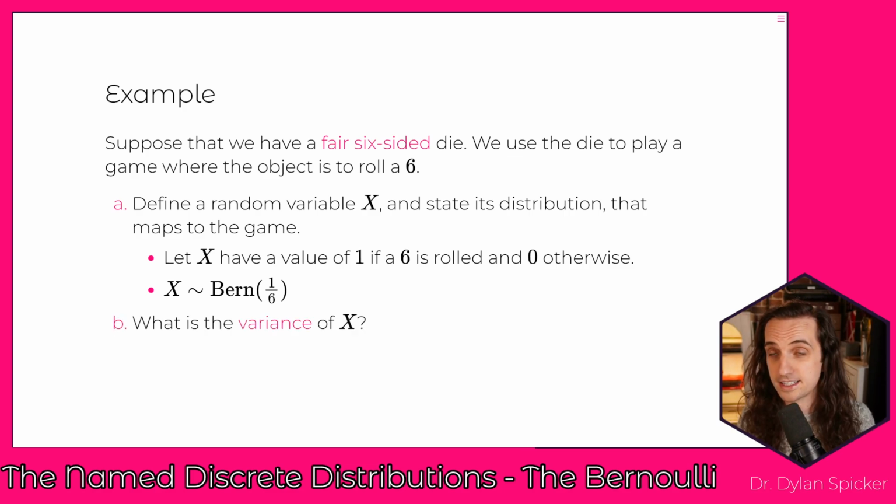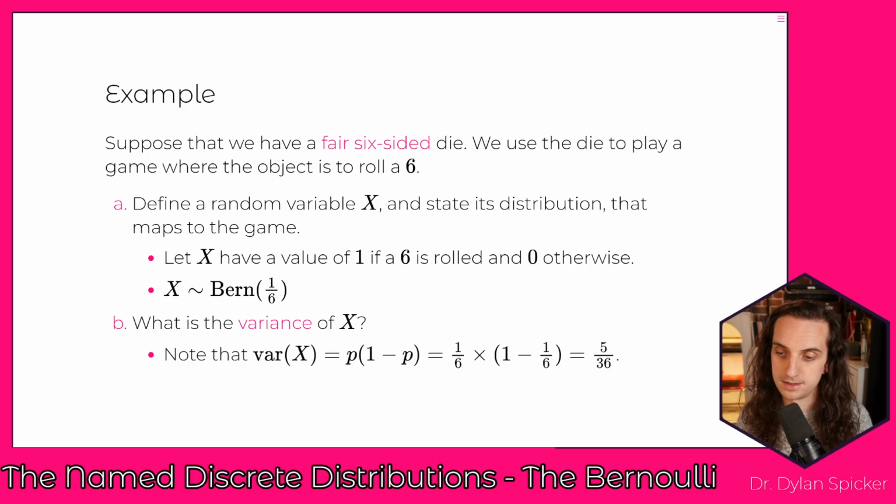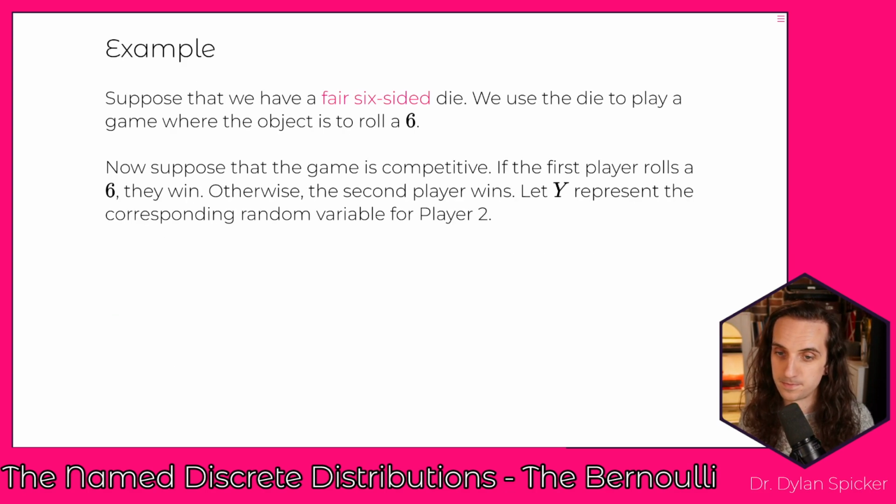Now, what's the variance of x? Well, in this case, the variance is always going to be p times 1 minus p. P is 1 over 6, so 1 over 6 times 1 minus 1 over 6. That gives us 5 out of 36. And so identifying that it's a Bernoulli makes it quite straightforward for us to calculate the variance.